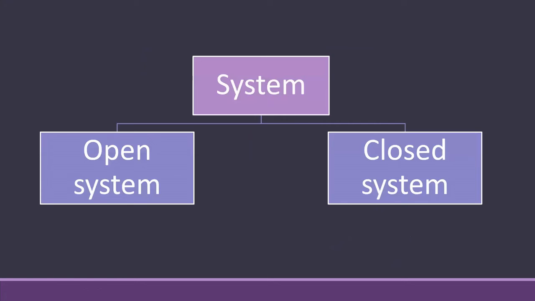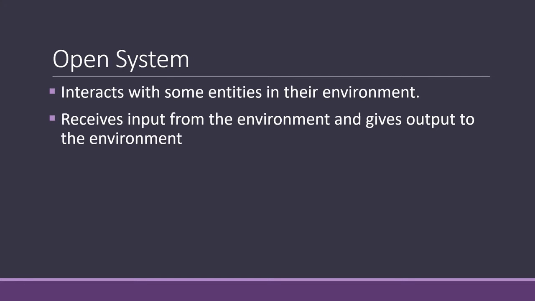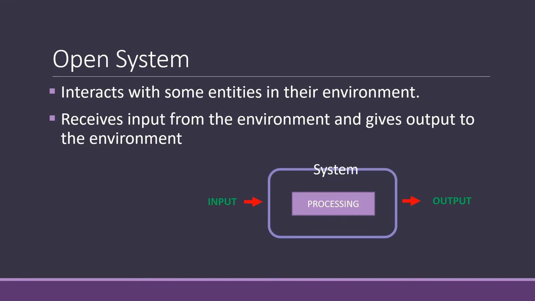Then again, when we go into systems, we can categorize them into two types, open systems and closed systems, based on how the system behaves. An open system is a system which interacts with some entities of the environment. That means they are interacting with the outside factors of the system as well. An open system can take inputs from the outside, then the processing is done inside the system, and again the output is given to the external world.